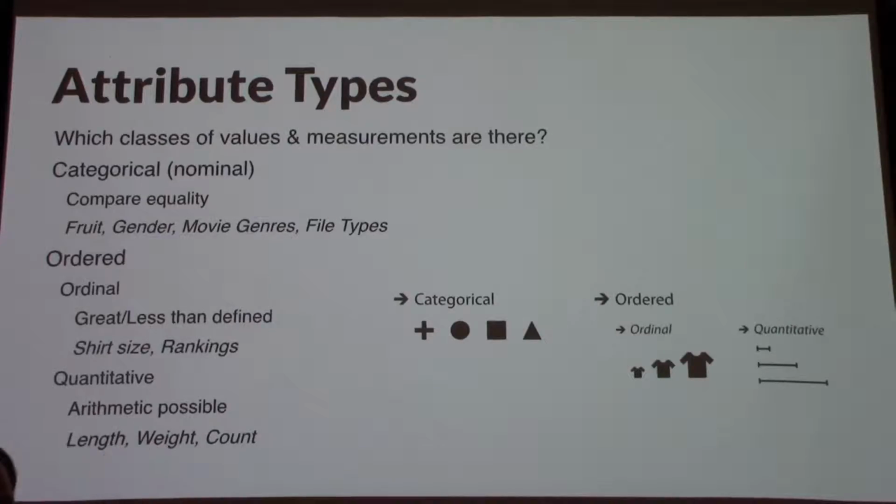And then we have quantitative data, where we allow arithmetic, so we can do addition, subtraction, multiplication, and so on, depending on the exact data type. Things like length, weight, count, temperature, and so on. These are the important classes, and they are really important because for visualization, you would typically use a different visual encoding, and this is what the second half of this lecture will be about. What are the suitable visual encodings for these types of data sets?